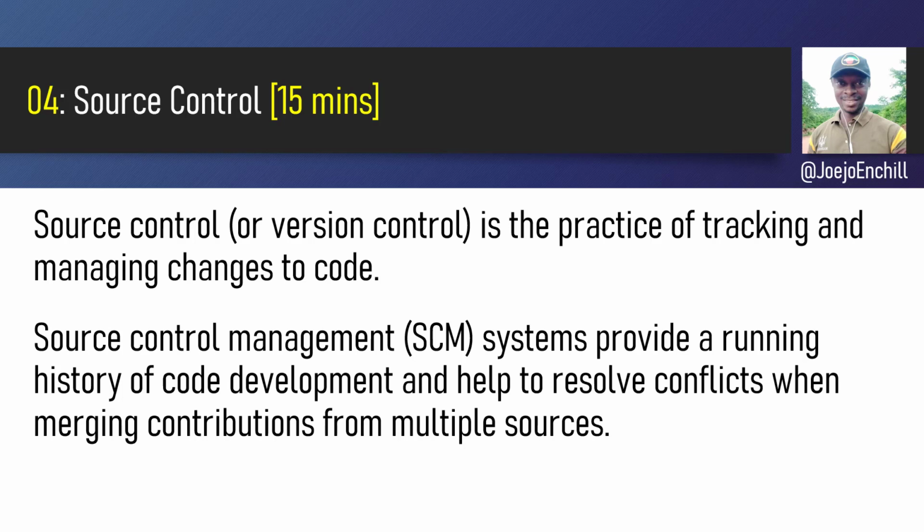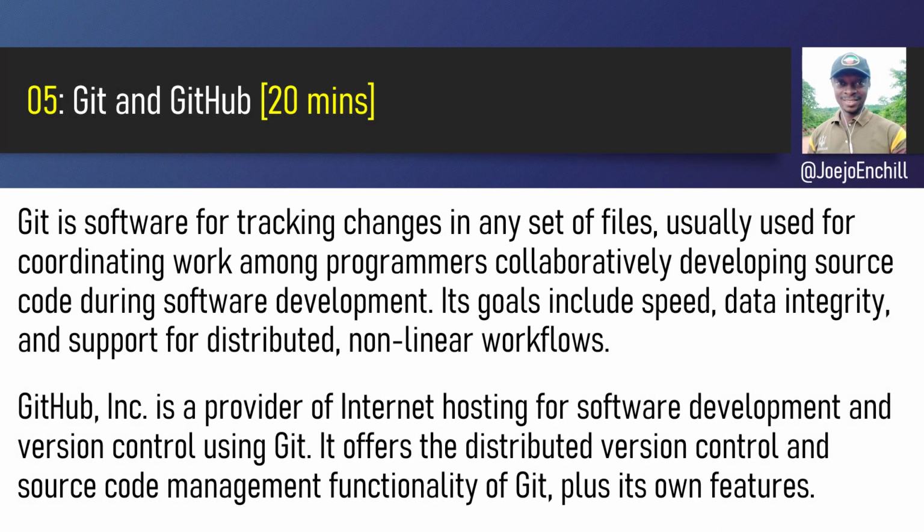Okay, so now we have agreed that multiple developers may be working on the same source code. There comes the next lesson: Git. Git is a software for tracking changes in any set of files, usually used for coordinating work among programmers who are collaboratively developing the same source code. Are you getting the flow now?